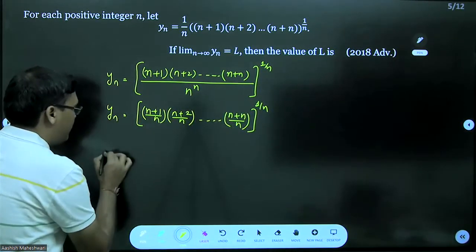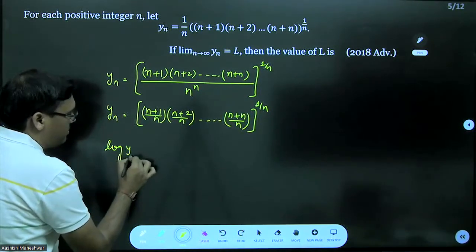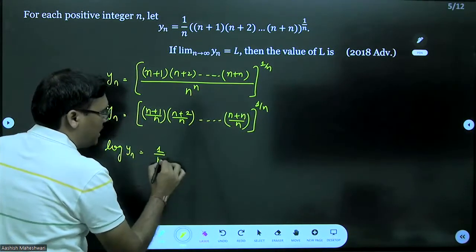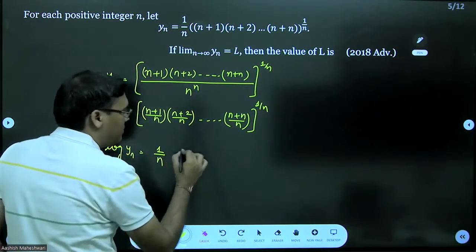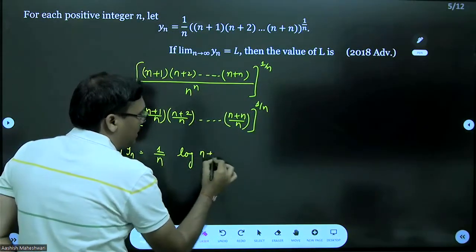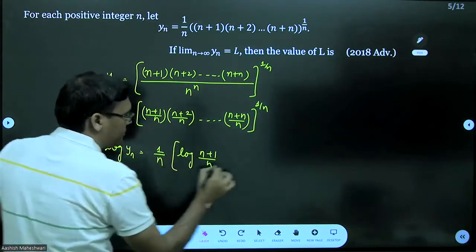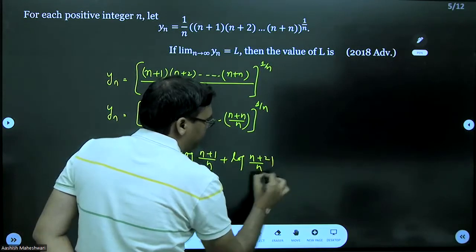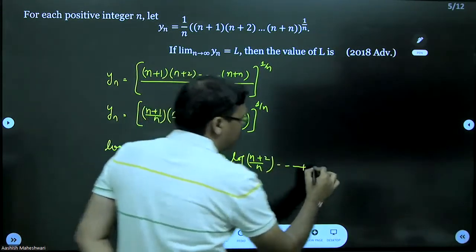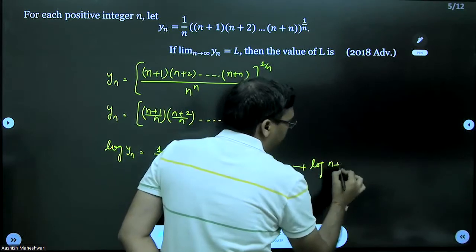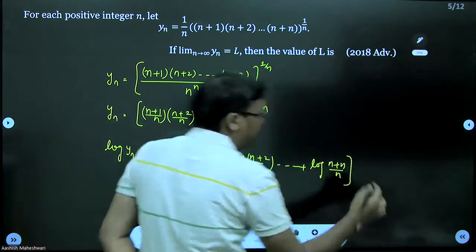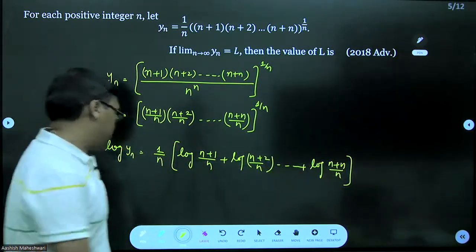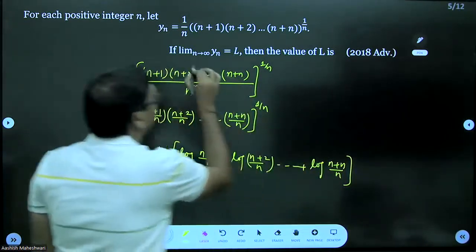Now you see here, if I take log on the base e, this will become 1 by n outside, and this will become log (n plus 1) upon n plus log (n plus 2) upon n, and so on, log (n plus n) divided by n. Just taking log, तो log में product क्या हो जाता है, addition में convert हो जाता है. And you can see here we have to find limit n tends to infinity yn.